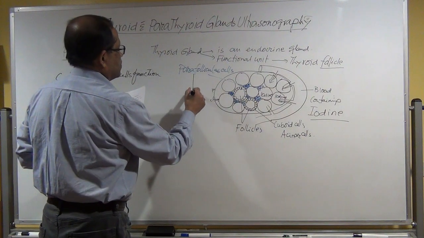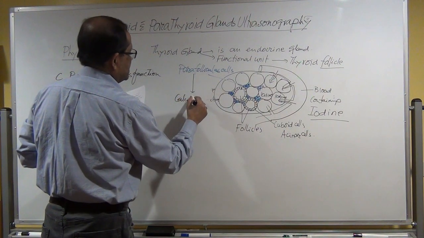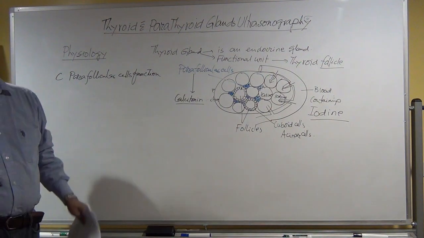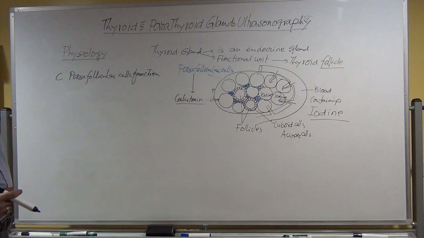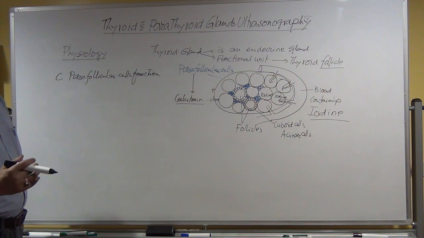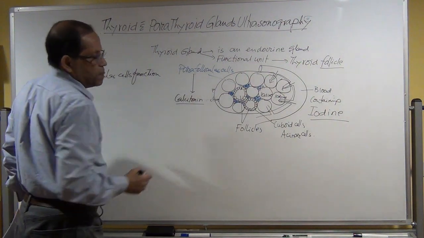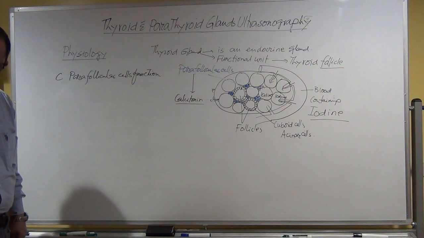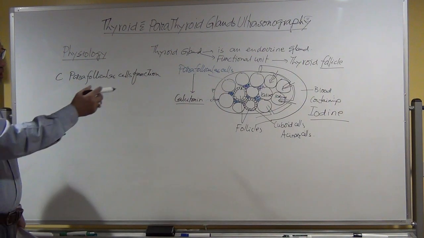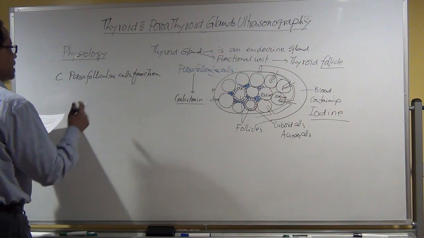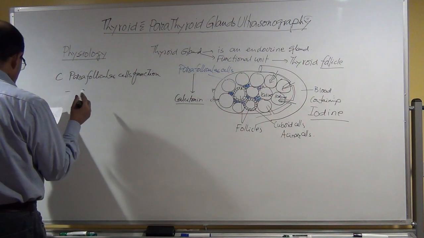Calcitonin, it produces calcitonin. By the name calcitonin, it deals with the calcium. It controls the calcium utilization, calcium absorption, calcium release, and how much calcium will be absorbed. Calcitonin, vitamin D, and parathyroid hormone, all those three control the calcium metabolism. Okay? Parafollicular functions. Number one, thyroid cells which release calcitonin.